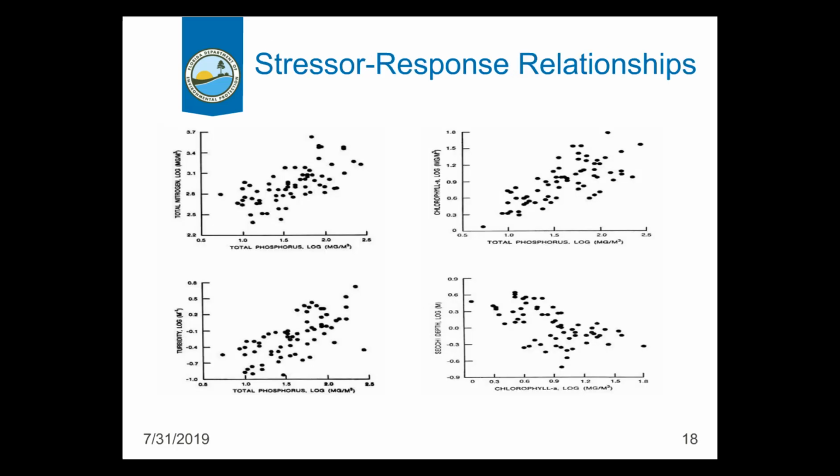Once Bathtub has predicted the in-lake concentrations, it uses observed stressor-response relationships, essentially an empirical regression, to derive the resulting chlorophyll concentration as a function of input nutrients and residence time.